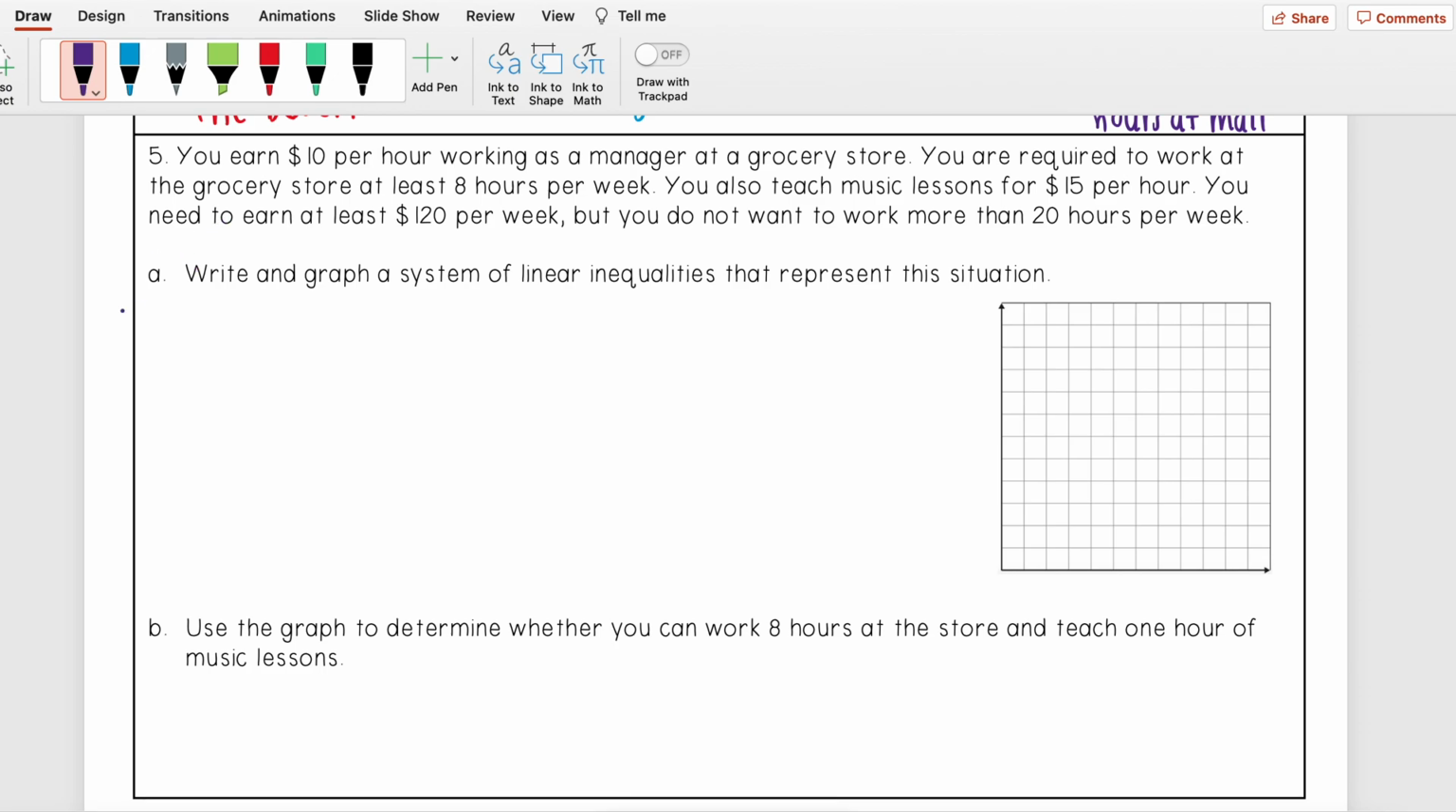So I'm going to first label my x and y. I'm going to have x be my hours at the grocery store. And y be hours at music lessons. I'm just going to say music here.